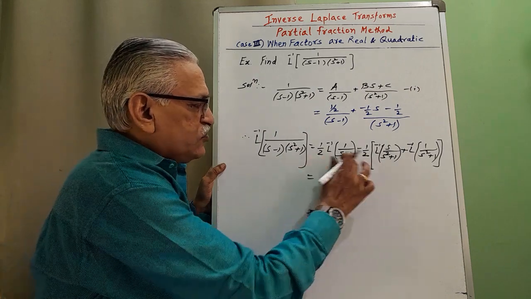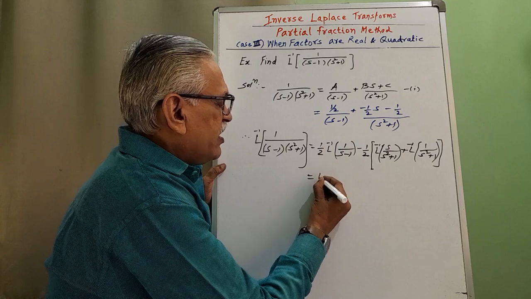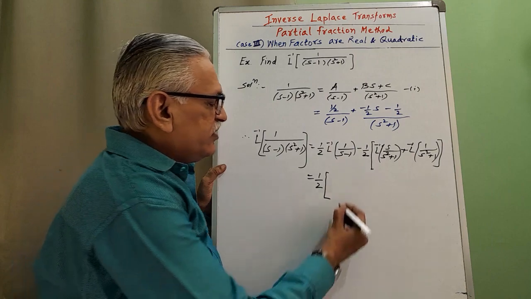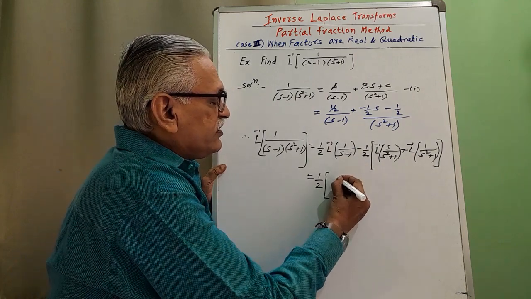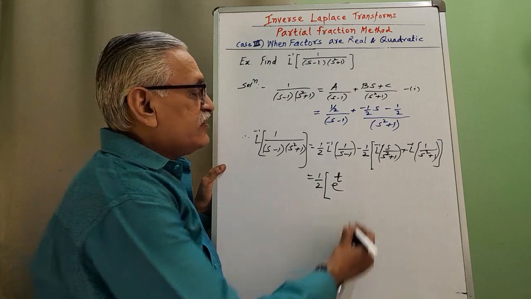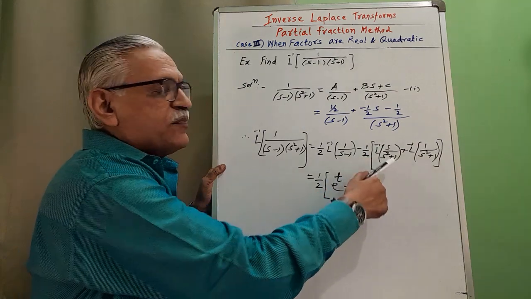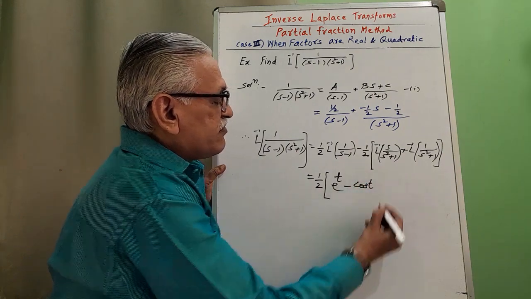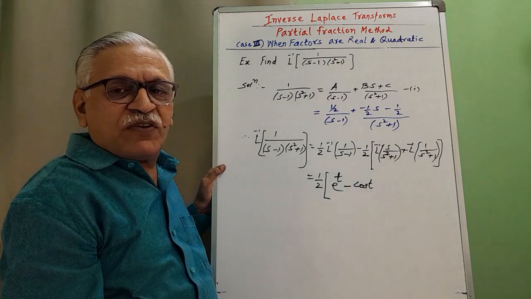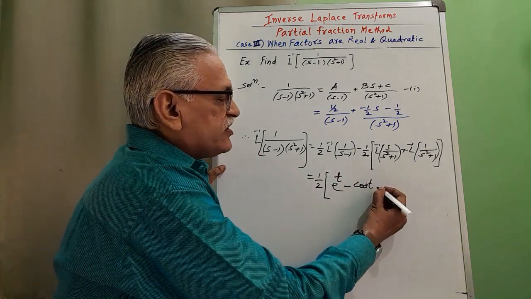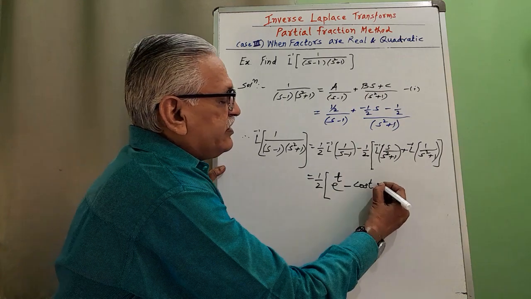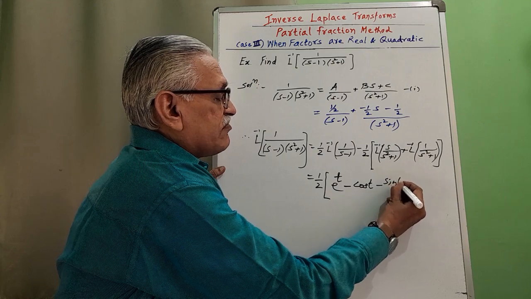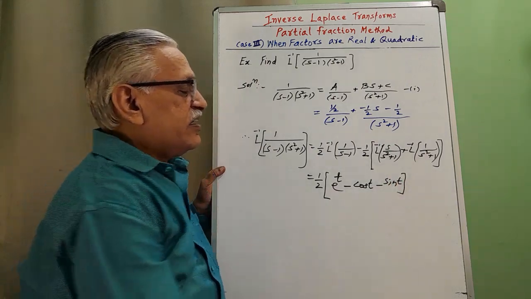From these terms I can take 1 by 2 common throughout, and therefore it is 1 by 2 into inverse of 1 upon s minus 1 is e raised to plus at, a is here 1, therefore it is e raised to t, minus inverse of s upon s square plus 1, standard result is cos t, and inverse of 1 upon s square plus 1, as per the standard result it is 1 by a, 1 by 1 is 1, and sin t. That is the required answer.